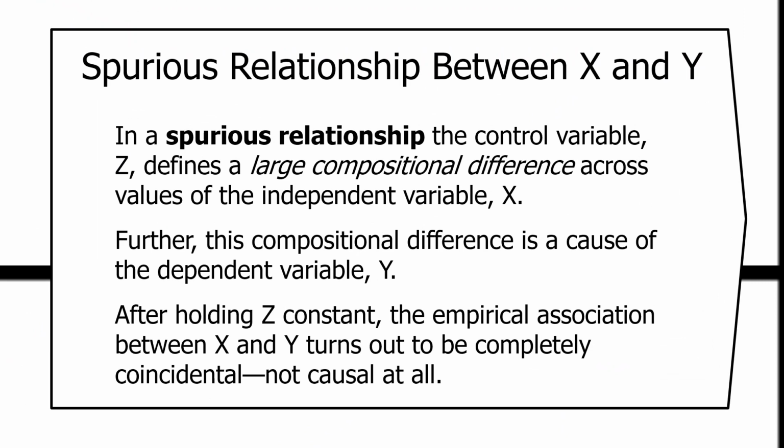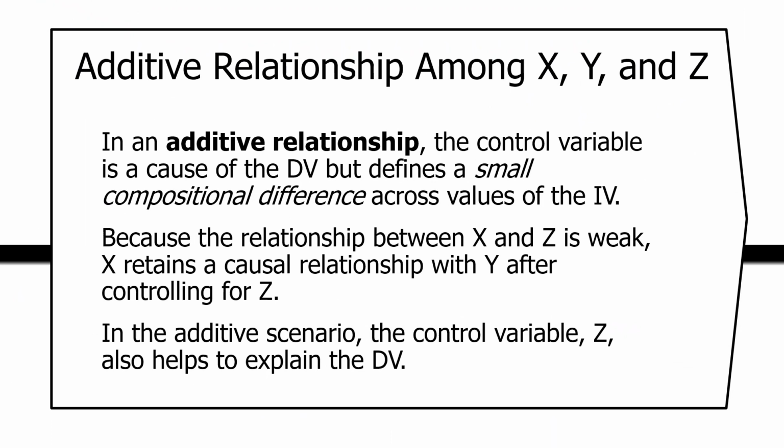Now here's a happier scenario. In an additive relationship, and here again is the key, the control variable is a cause of the dependent variable. Okay, that's good. But I should say, it also defines a small compositional difference across values of the independent variable. So the linkage between Z and X is weak or non-existent. Z is kind of a free agent affecting Y, and X, unaffected by Z, is also a cause of Y. And so both variables are contributing to variation in Y. They add to each other.